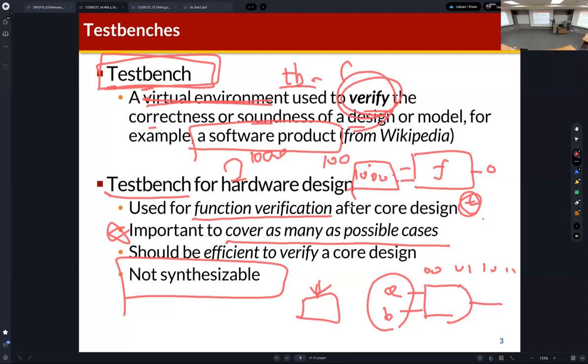we can design hardware, and then our design code or our design module will be synthesized. It means that our design will be translated into a real hardware module, and before synthesizing our design module, we need to verify our design, right?